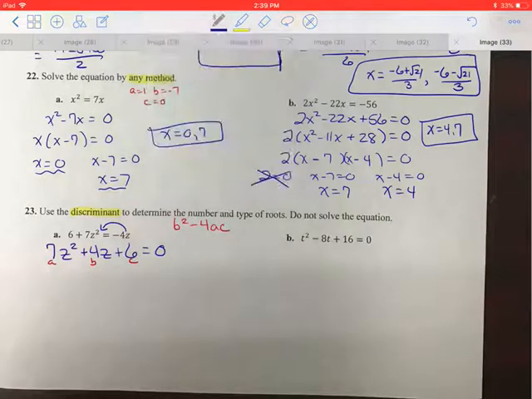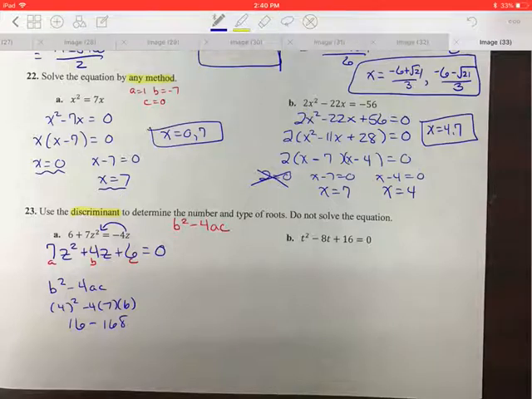All right, so if I want to get my discriminant, I just do b squared minus 4ac. So that will be 4 squared minus 4 times 7 times 6. All right, so that's going to give me 16 minus a really big number. All right, so that comes out to be 168. And I get a -152.